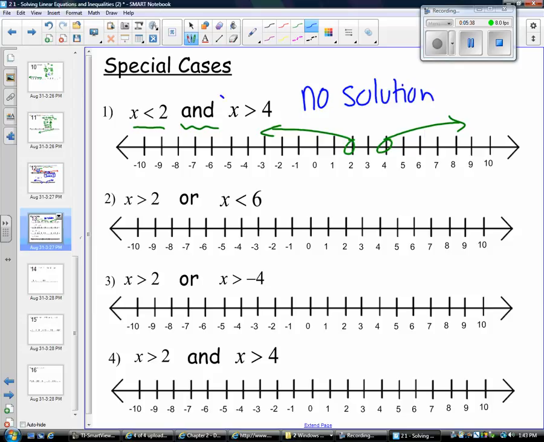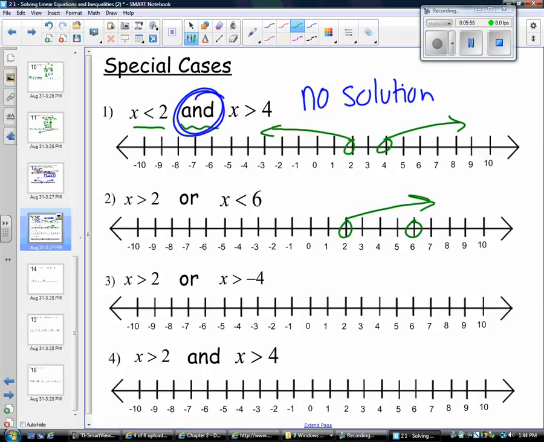Because again, this is an and. Where do they overlap? And they do not. Let's look at the next question. x is greater than 2. So what's really important is you need to see a visual to answer these questions.